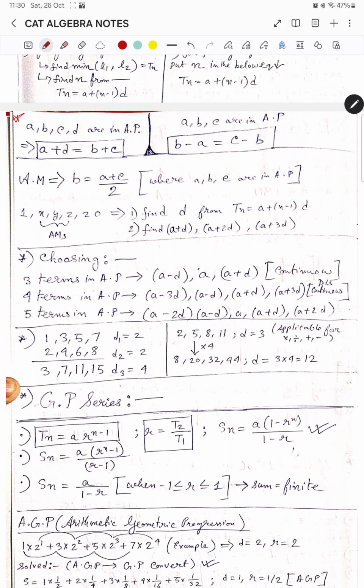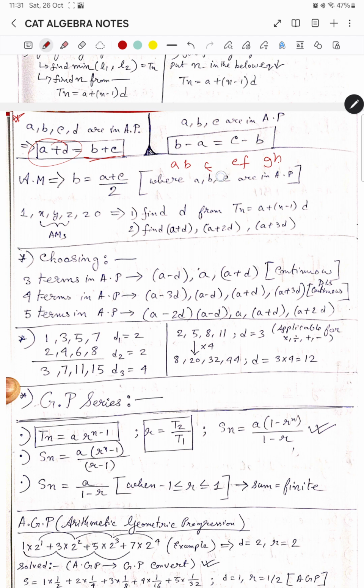If a, b, c, d are in AP, then a plus d equals b plus c. If at all, let's say a, b, c, d, e, f, g, h are in AP, then a plus h equals b plus g equals c plus f equals d plus e. First term and last term, second term and second last term, third term and third last term will always be equal.